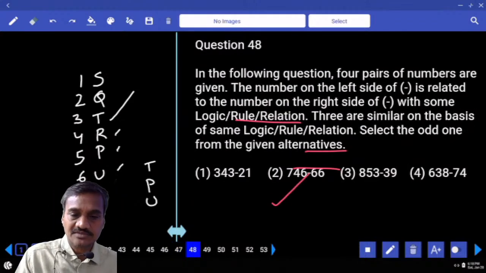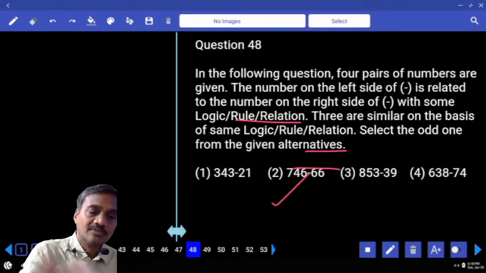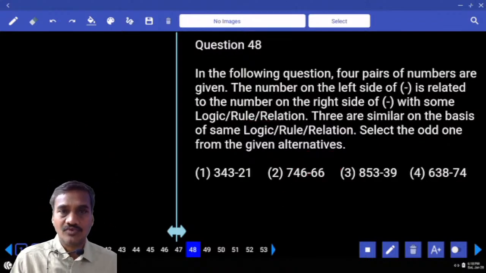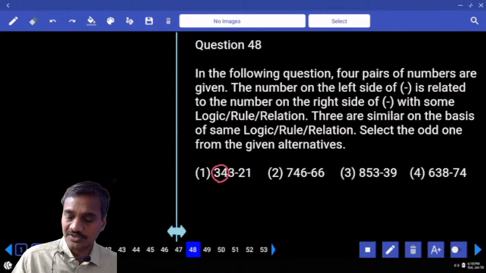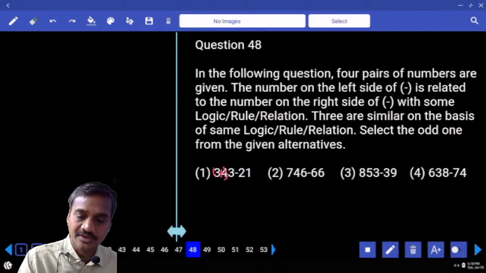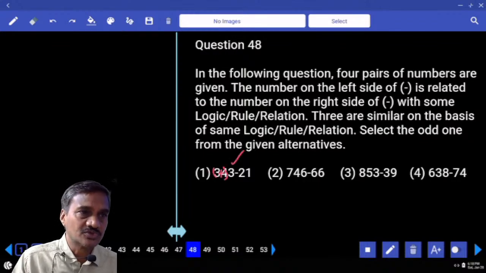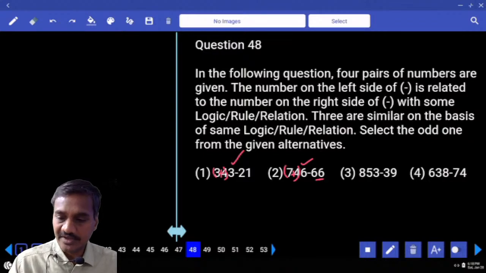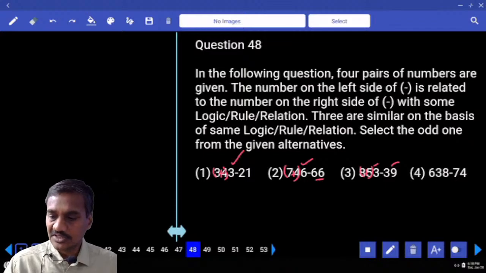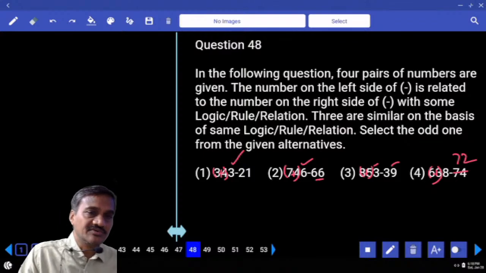The next one, 48. Did anyone do 48? 48 is choice 4. Now how will you get 21? 3 plus 4 is 7, 7 into 3 is 21. Sum of the first two digits multiplied with the third digit. Now 7 plus 4 is 11, 11 into 6 is 66. Then here 8 plus 5 is 13, 13 into 3 is 39. Then in this one 6 plus 3 is 9, 9 into 8 is 72 should be the number. Here it is given as 74, that is the odd one, choice 4, 48.